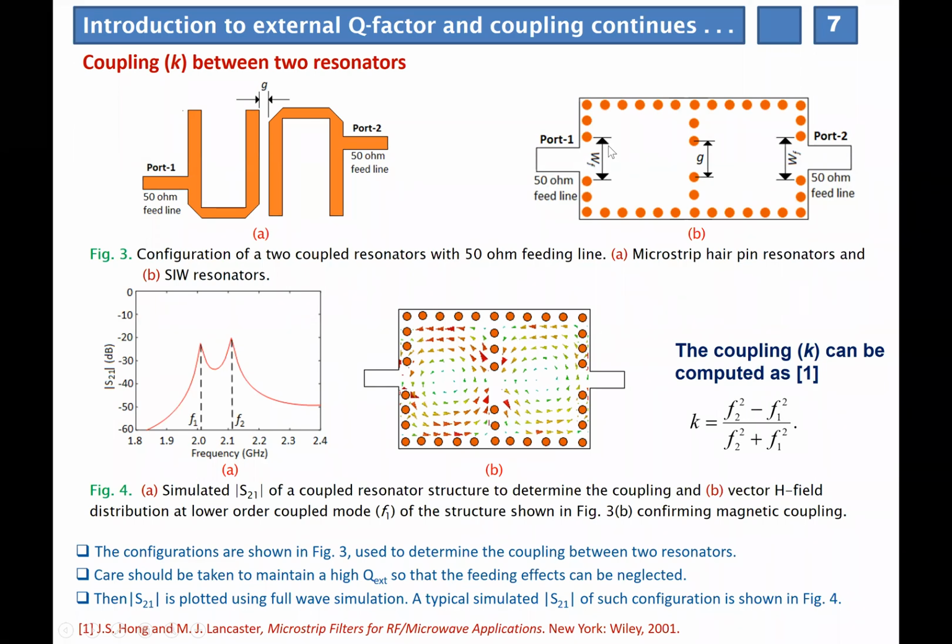What will happen if we decrease WF is that the loading of that 50 ohm line is reduced. So if the external quality factor is very high, then the loading effect of the external line will be less on the resonator, because here we are interested to find out the energy coupling only between two resonators.